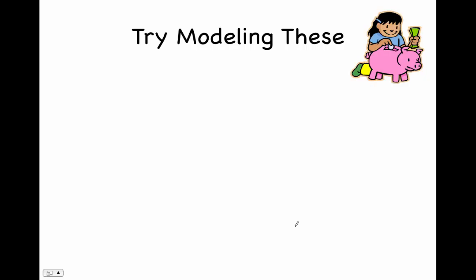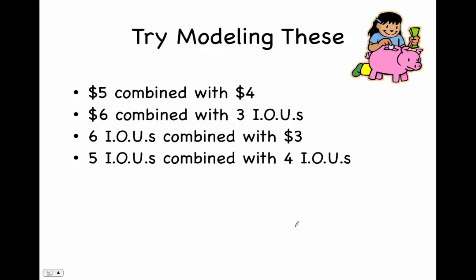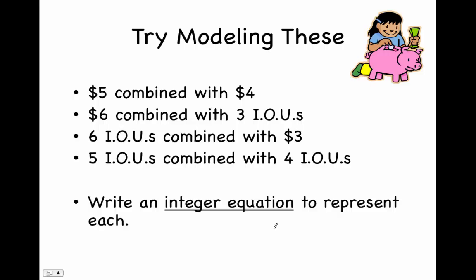So try modeling these. Think about what we did here. $5 combined with $4, $6 combined with 3 IOUs, which is a negative amount, 6 IOUs combined with $3, 5 IOUs combined with 4 IOUs. Now, I'd like you to write an integer equation to represent each, using mathematical language, using plus and minus, positive and negative, and an equal sign. You can go ahead and pause this, and on the next slide we'll talk about what these can look like.